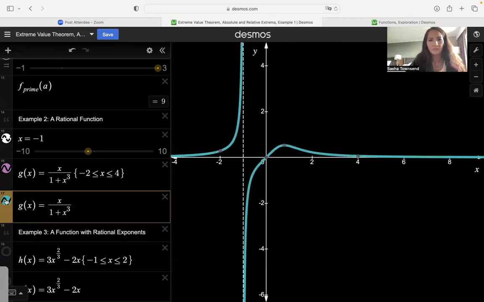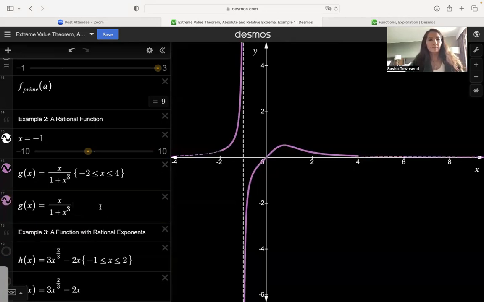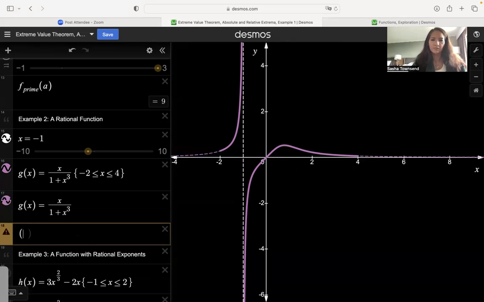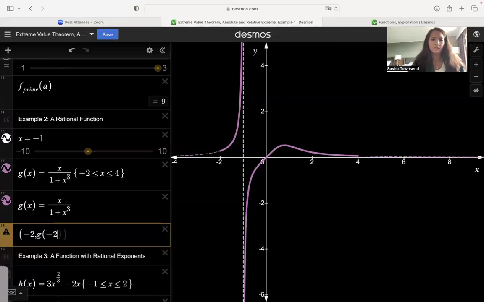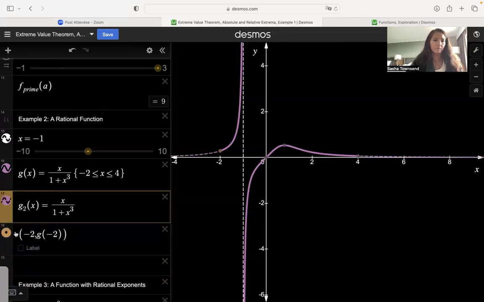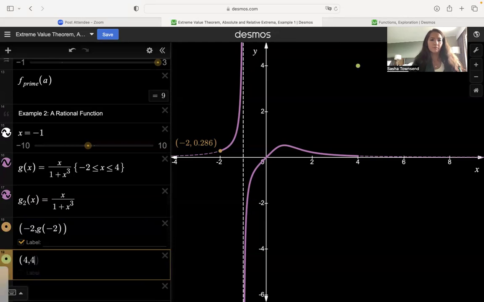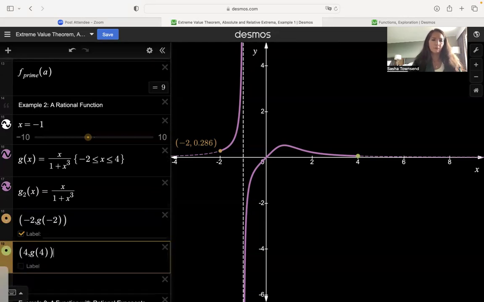So that's the original function, but that's just the part that we're interested in. So maybe we might graph it like this. Now we're particularly interested in the function values at the endpoints. So x starts at -2 and ends at 4. So we'll evaluate the function at -2. And we'll evaluate the function at 4. And I'm graphing ordered pairs.